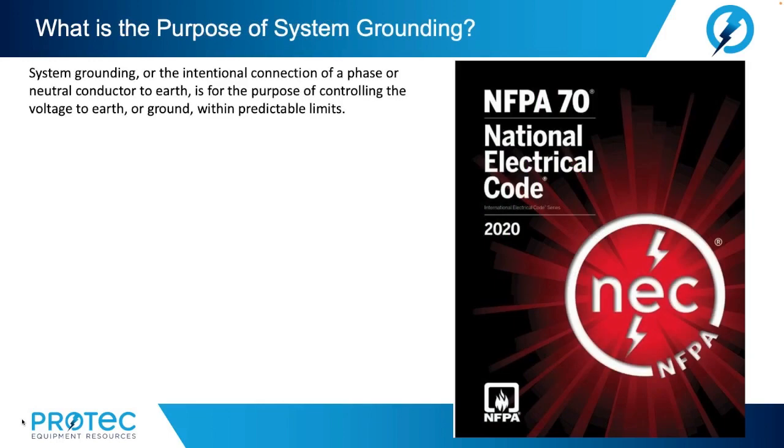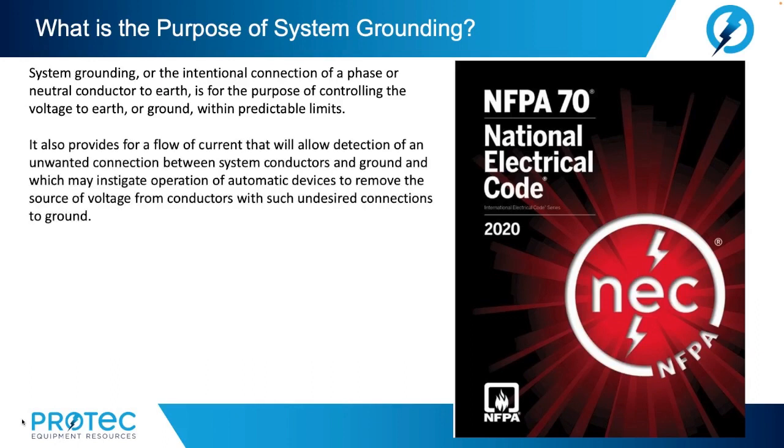So what is the purpose of system grounding? Well, system grounding, or the intentional connection of a phase or neutral conductor to earth, is for the purpose of controlling the voltage to earth, or ground, within predictable limits. It also provides for a flow of current that will allow detection of an unwanted connection between system conductors and ground, and which may instigate operation of automatic devices to remove the source of voltage from conductors with such undesired connections to ground.